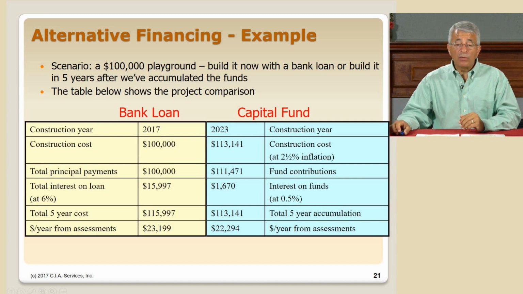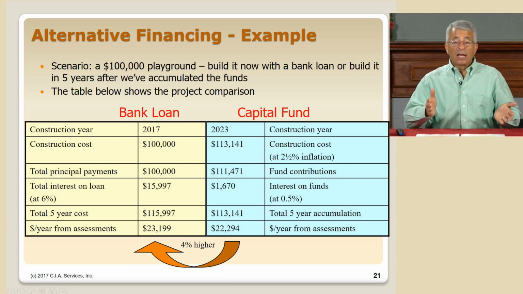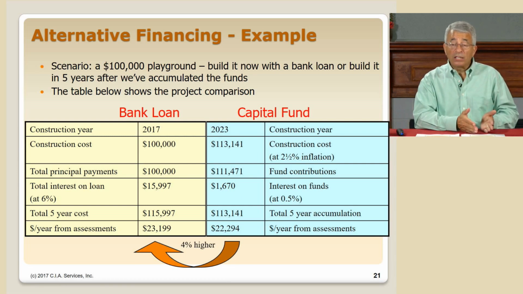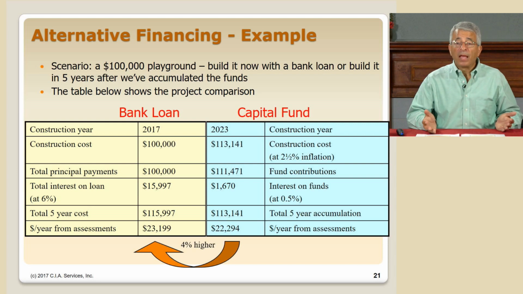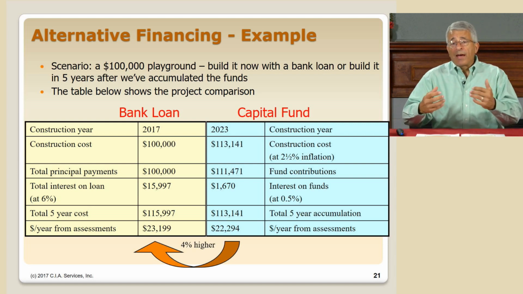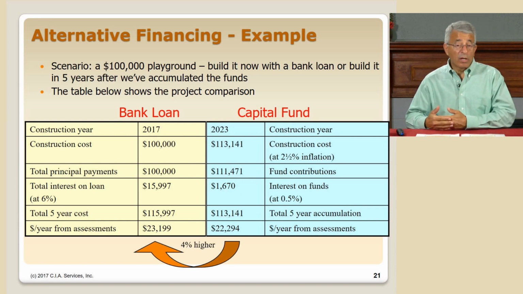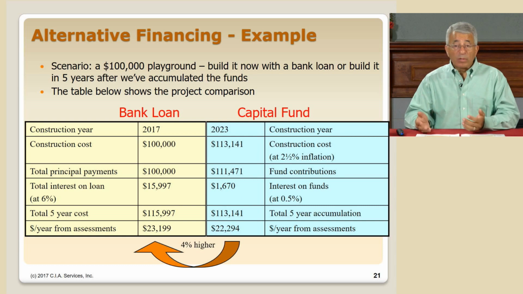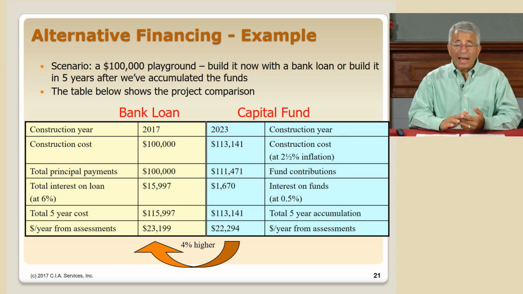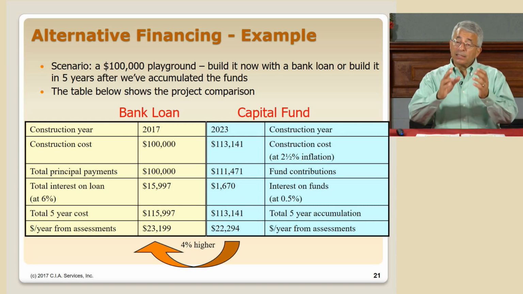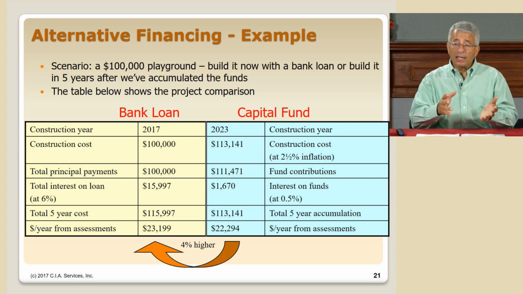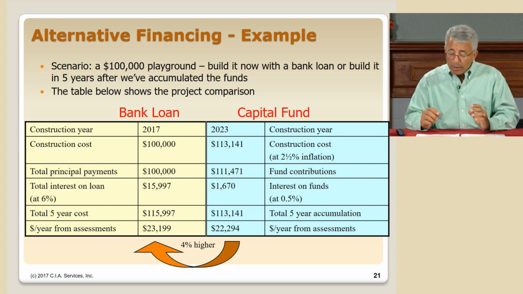So to compare the two, here's both scenarios, and what we see is that if we want to do it now, it's going to cost us 4% more. And I think all of you would have said ahead of time that a bank loan is going to cost us more than just saving for it and doing it. You're absolutely right. What I want to point out here is it's only about 4%.